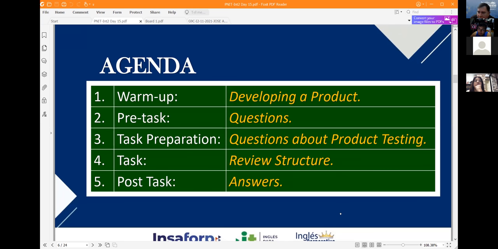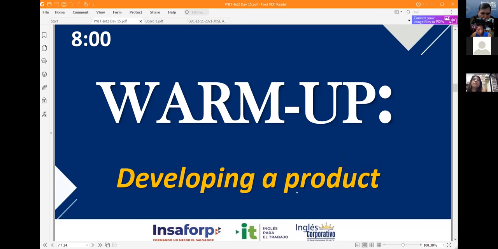In the warm-up, we're going to be working on developing a product. In the pre-task, we're going to be practicing questions. And in the task preparation, we're going to discuss questions about product testing. And number four, we're going to review structure. Like I said, we're going to be reviewing connectors and subject-verb agreement. And then in the post-task, we're going to be checking the answers, okay? So my dear ones, before we actually begin with developing a product, let's call roll.